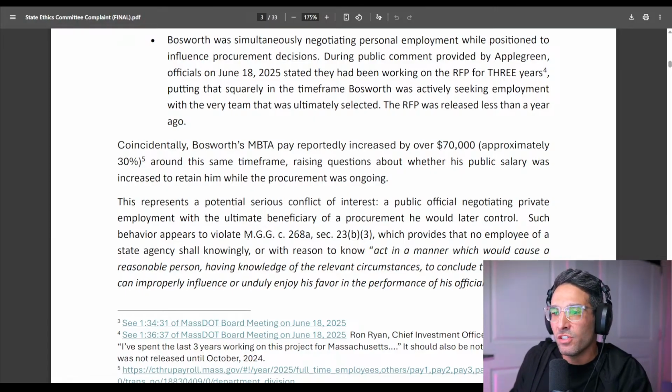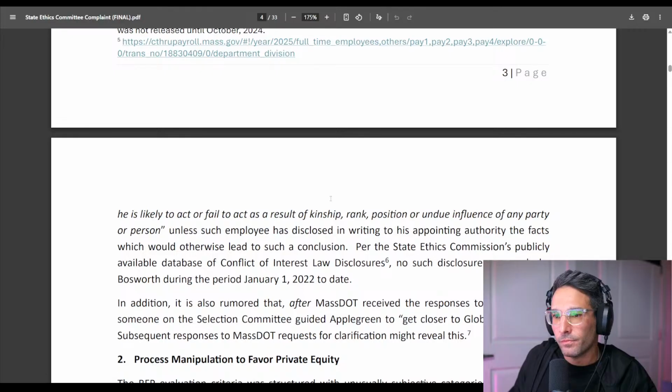Such behaviors appear to violate some sort of section in code, which provides that no employee of a state agency shall knowingly or with reason to know act in a manner which could cause a reasonable person having knowledge of the relevant circumstances to conclude that any person can improperly influence or unduly enjoy his favor in the performance of his official duties, or that he is likely to act or fail to act as a result of kinship, rank, position, or undue influence of any state, party, or person.